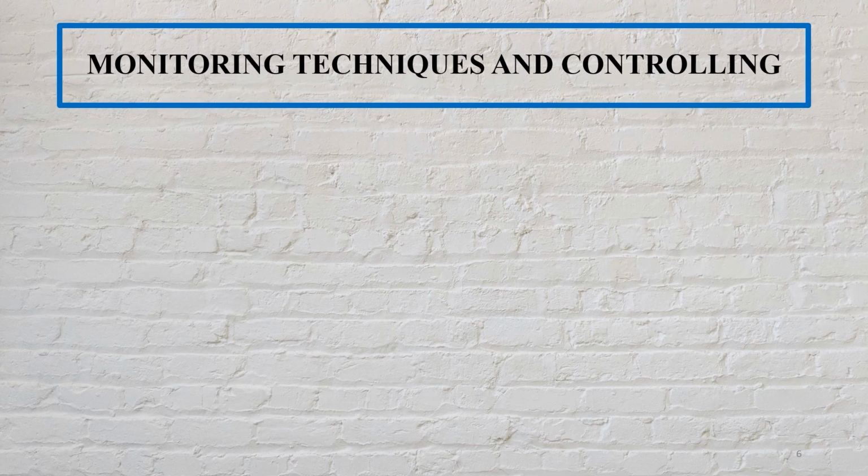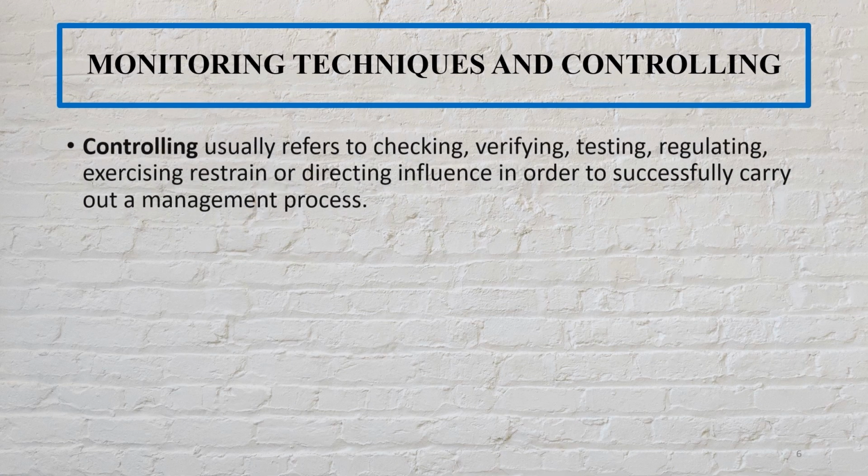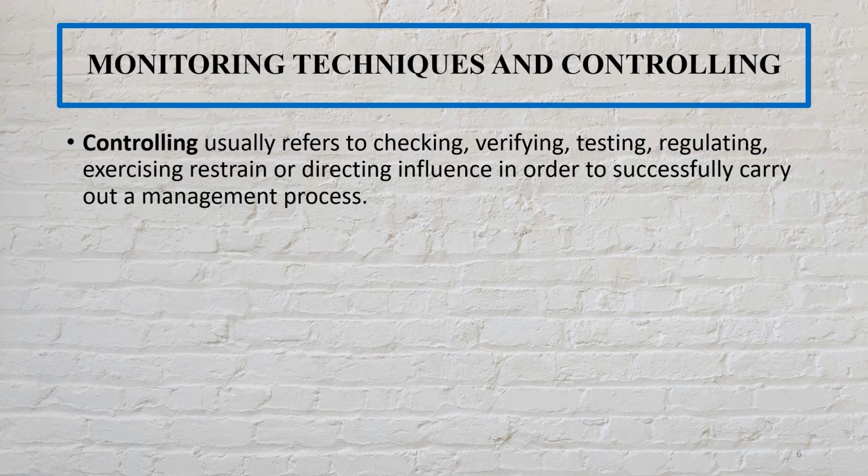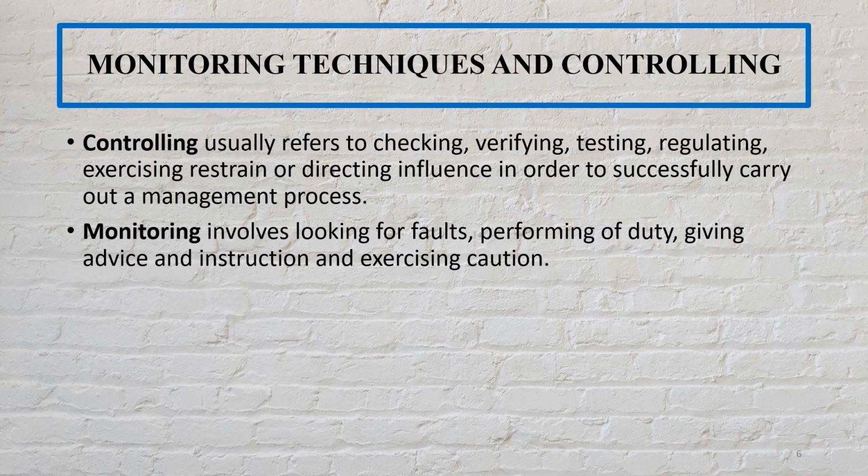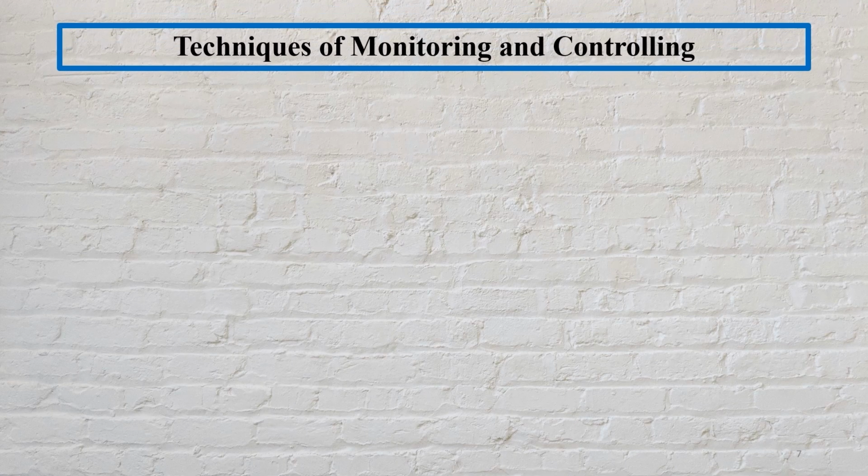So, what is controlling? Controlling usually refers to checking, verifying, testing, regulating, exercising, restraining, or directing influence in order to successfully carry out a management process. Monitoring involves looking for faults, performing of duty, giving advice and instruction, and exercising caution. Techniques of monitoring and controlling.